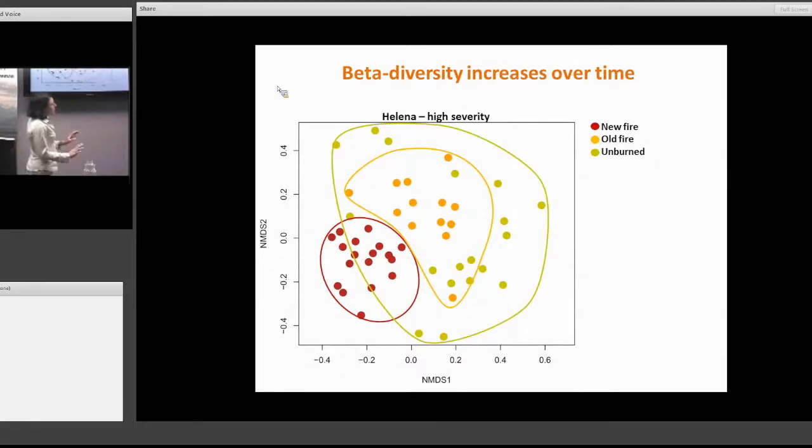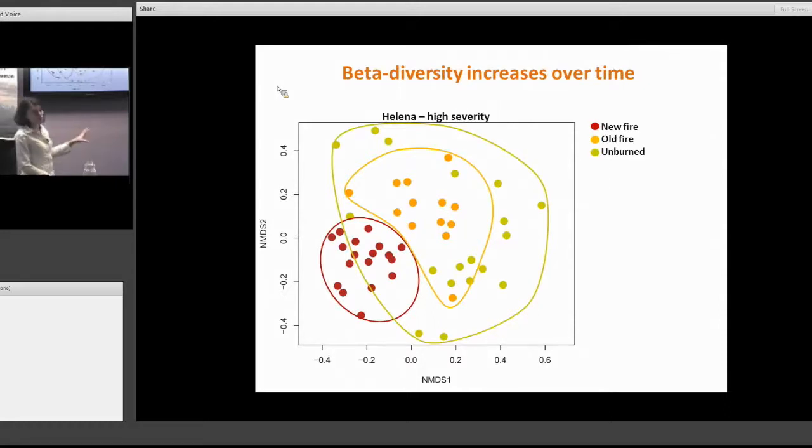Again, if we look at species compositional data, we see that sort of trend where old is intermediate between new and unburned areas. As well, beta diversity seems to increase or develop across time. So lowest beta diversity in the new fires, larger with old, and greater with unburned. We're really excited to see if the magnitude of this effect differs at other locations.